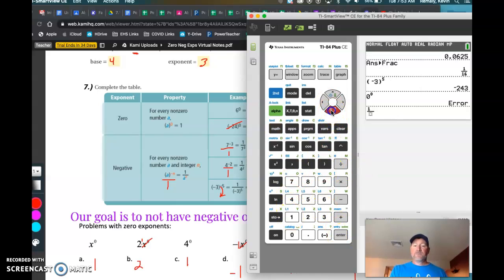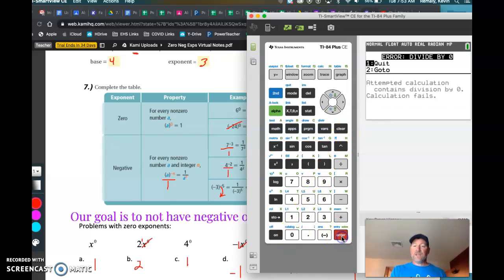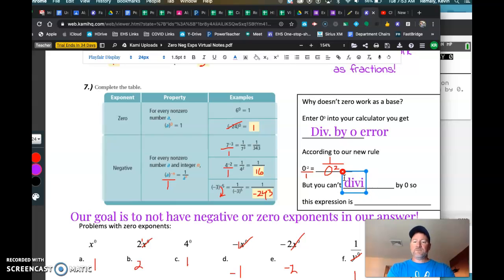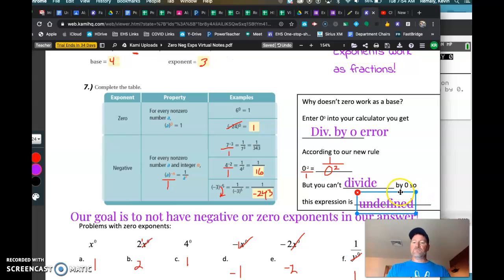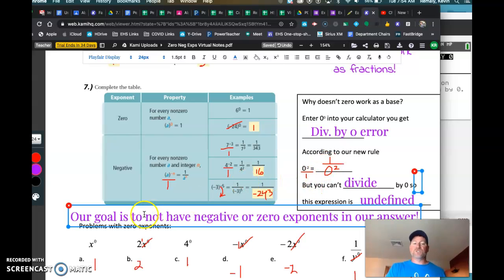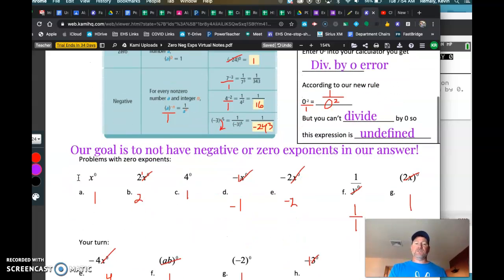I'm going to put a 1, I'm going to put a 0 raised to the 2nd power here, enter, and again, you're going to get a division by 0 error message. We can't do it. We can't divide by 0. So that's why we can't really do this. We can't divide by 0, so this expression is considered undefined. Or there would be no solution for that particular situation. So we can't have zeros in the denominator. It'll give us an error.